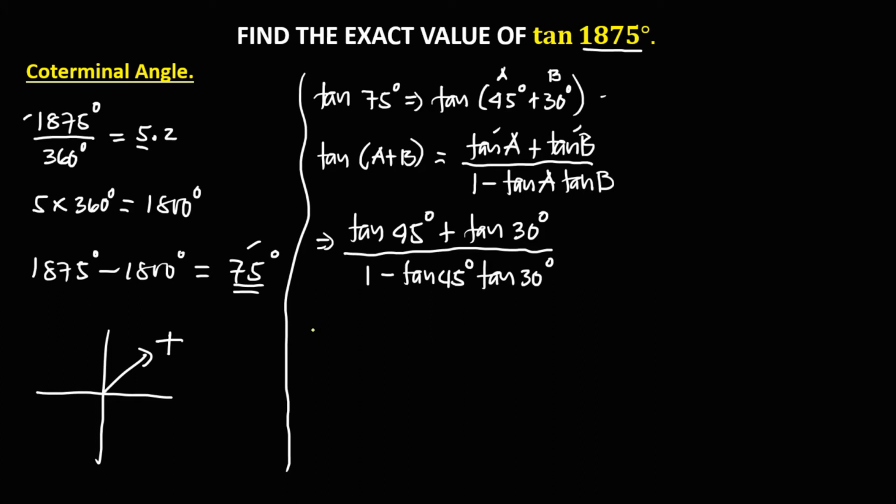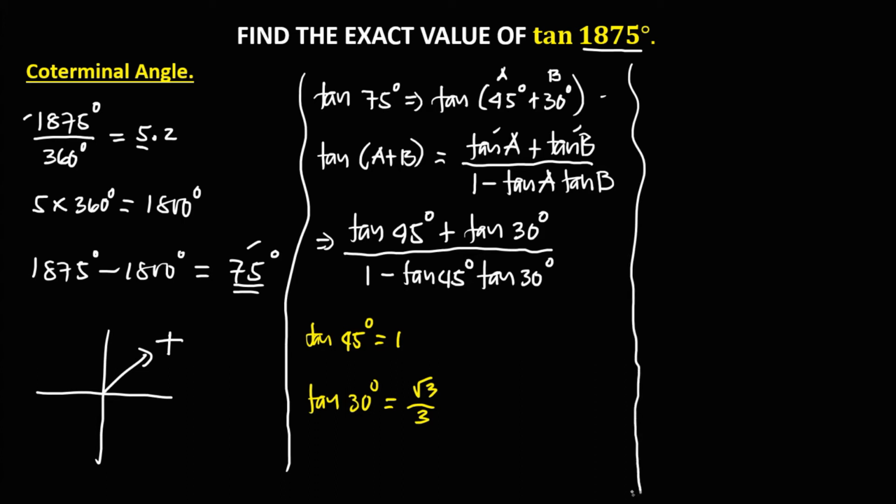Then from the special triangle, tangent 45 degrees is equal to 1 and tangent 30 degrees is equal to square root of 3 over 3. We just need to substitute the values for tangent 45 and tangent 30 degrees. So tangent 45 is 1, plus tangent 30, square root of 3 over 3, over 1 minus 1 times square root of 3 over 3.